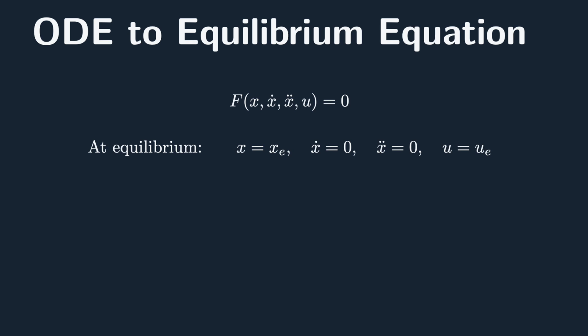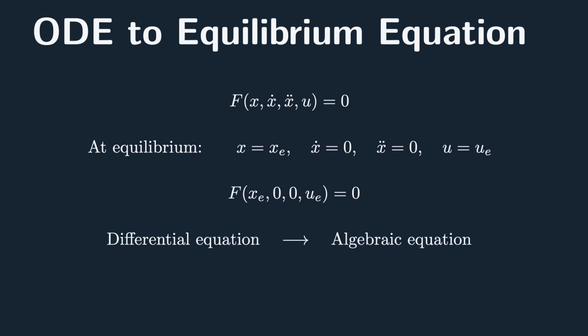Substituting these equilibrium values into f gives f of xe, 0, 0, ue equals 0. This is the equilibrium equation. It is no longer a differential equation. It is an algebraic equation. Depending on the problem, we might be given ue and solve for xe, or choose xe and solve for the corresponding ue. Sometimes we might simply check whether a proposed value or pair is actually an equilibrium.